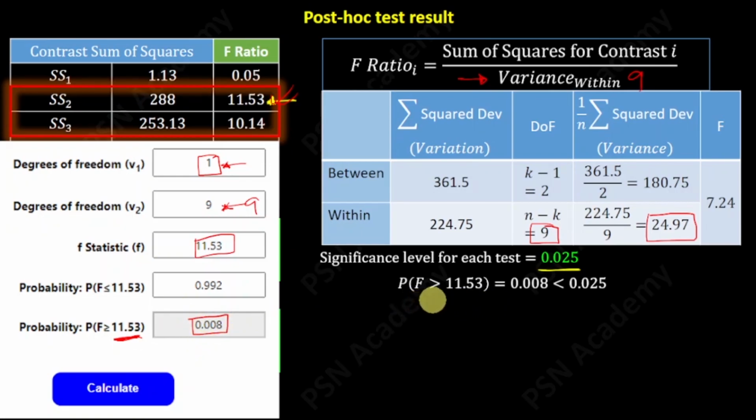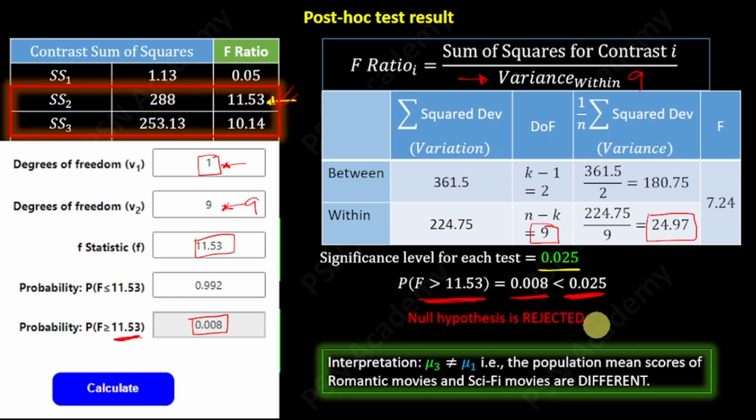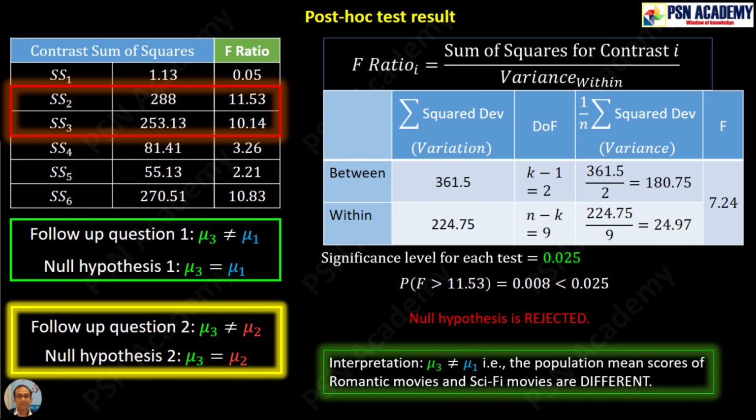So the probability of F greater than 11.53 is 0.008, which is less than 0.025. So we reject the null hypothesis. It means that mu3 is not equal to mu1. Now we have to go for another test, that is mu3 not equal to mu2, and that I keep as a job for you.